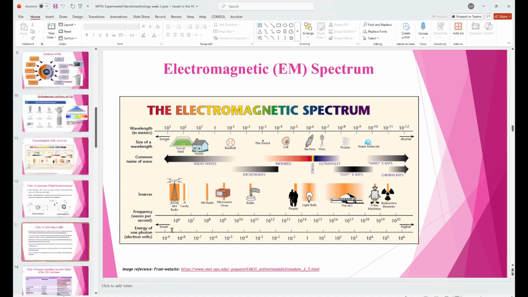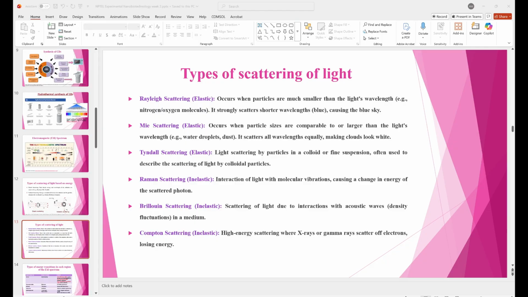Okay. So type of scattering, did you understand type of scattering? Type of scattering, is it clear?